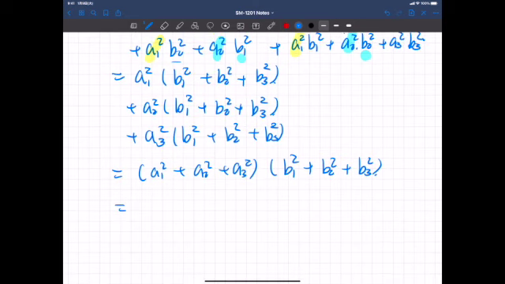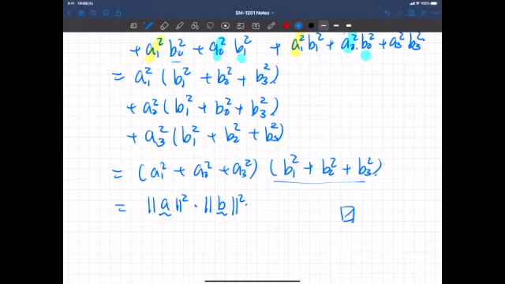But this is the modulus of vector a squared, and this is the modulus of vector b squared. So that was to be proved, and we are done.